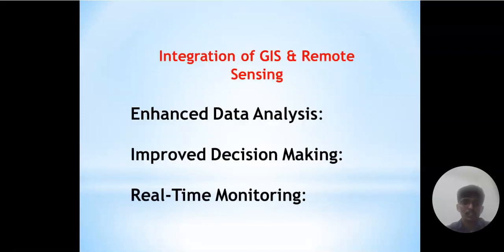Then the next one is integration of GIS and remote sensing. First one is enhanced data analysis: combine GIS and remote sensing data for comprehensive analysis. Then improved decision making, with better insight for planning and management. Then the third one is real-time monitoring, using satellite data for real-time tracking and updates. So integrating GIS and remote sensing offers a powerful tool for analyzing spatial data and making informed decisions.